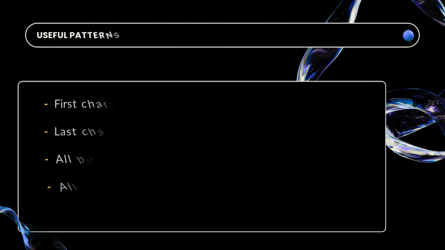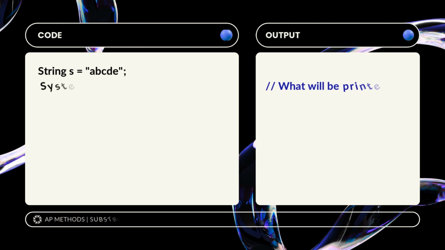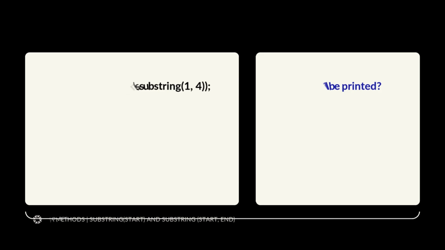Useful patterns. We can find the first char by s.substring(0, 1), last char by s.substring(s.length() - 1), all but first by s.substring(1), all but last by s.substring(0, s.length() - 1). Mini challenge. What do you think will be the result of this expression? The answer will be in the counts.